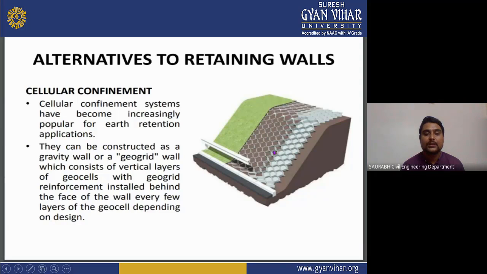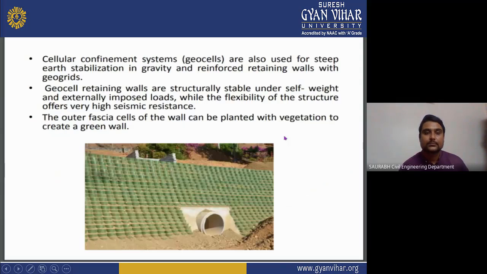Here, reinforcement is installed behind the face of the wall, with very few layers of geocells depending on the design. As you can see here, this is an image of the alternative, which is known as cellular confinement of the retaining wall. This is also used for steep earth stabilization in gravity and reinforced retaining walls with geogrids. Geocell retaining walls are structurally stable under their own load.